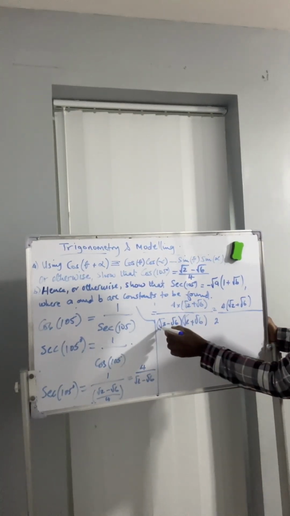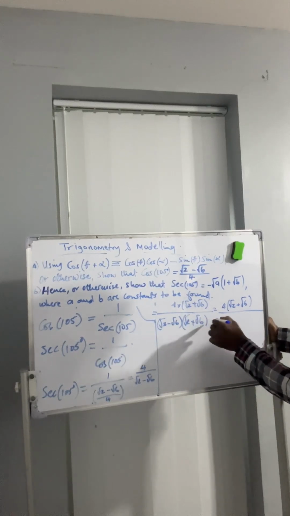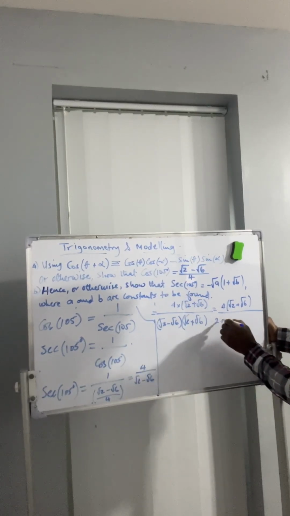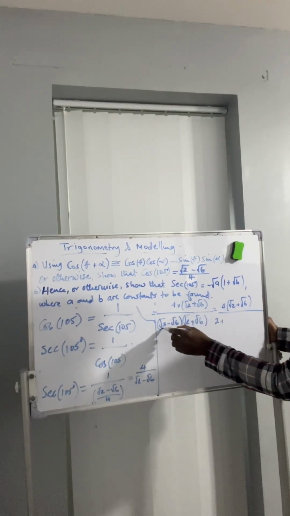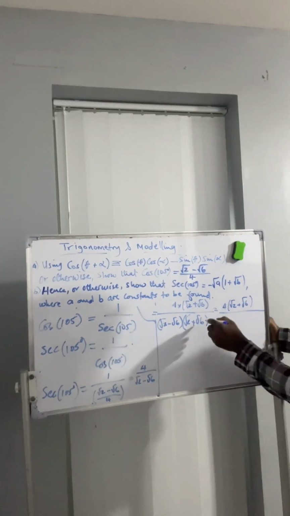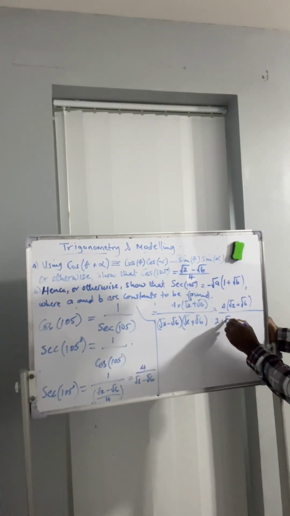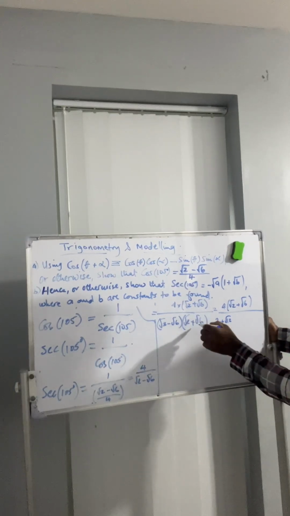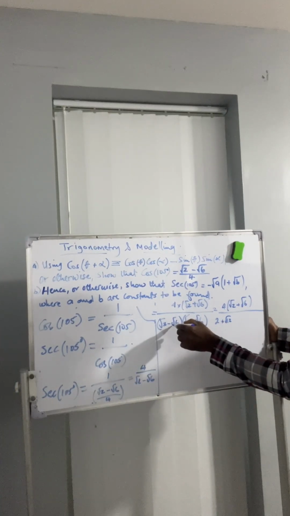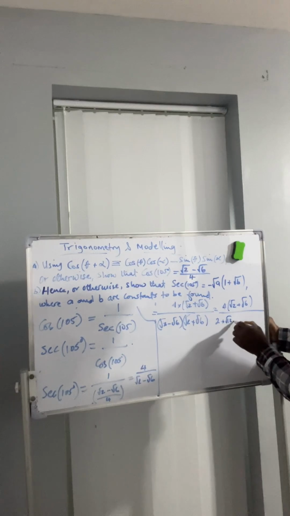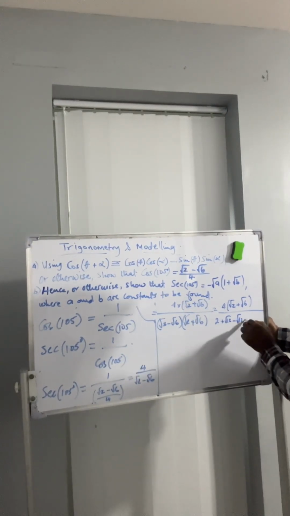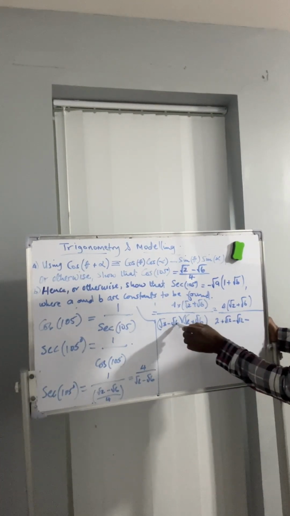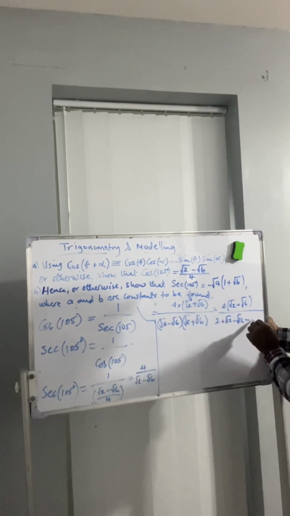So now root 2 times plus root 6, you will get plus root 12. Now minus root 6 times root 2, you'll get minus root 12. So now you have minus root 6 times plus root 6. You will get minus 6.